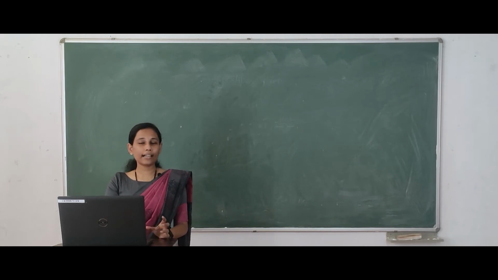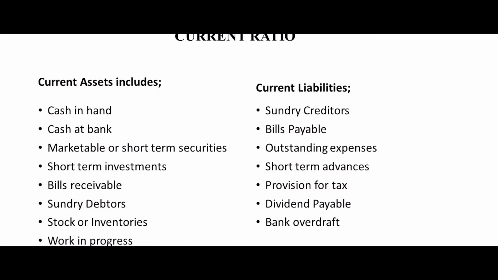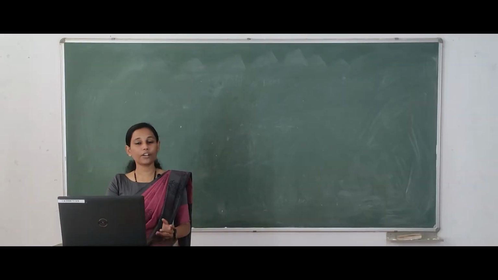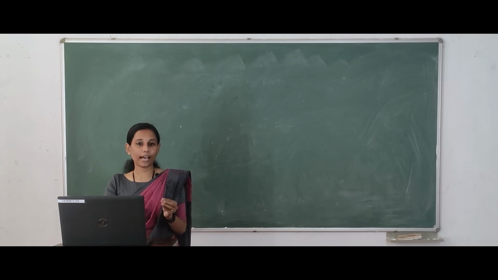Current liabilities include factors like sundry creditors, bills payable, outstanding expenses, short-term advances, provision for tax, dividend payable, and last, bank overdraft. These all come under the category of current liabilities. You are now familiar with these two concepts: current assets and current liabilities.